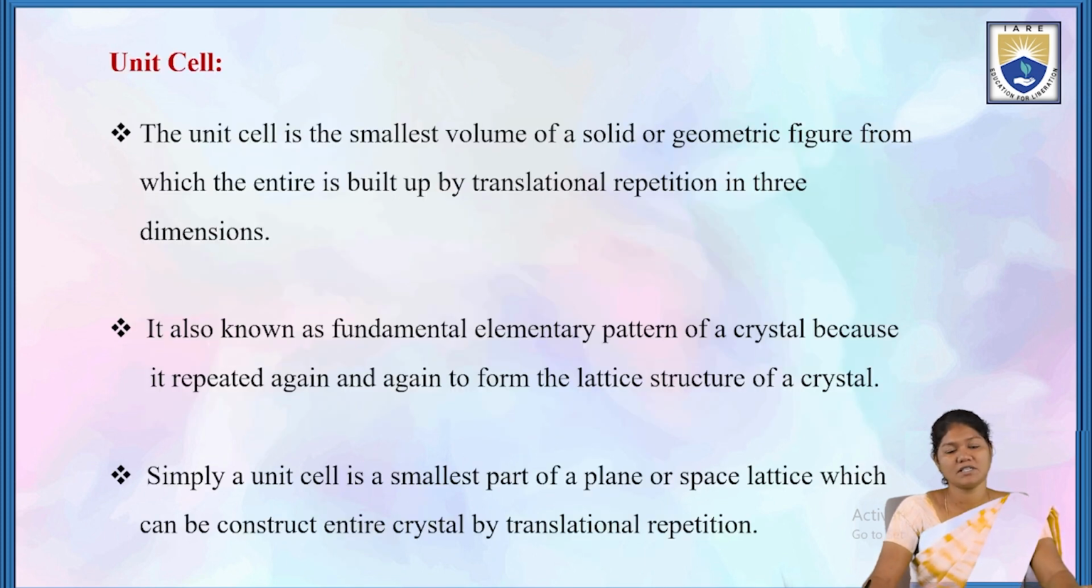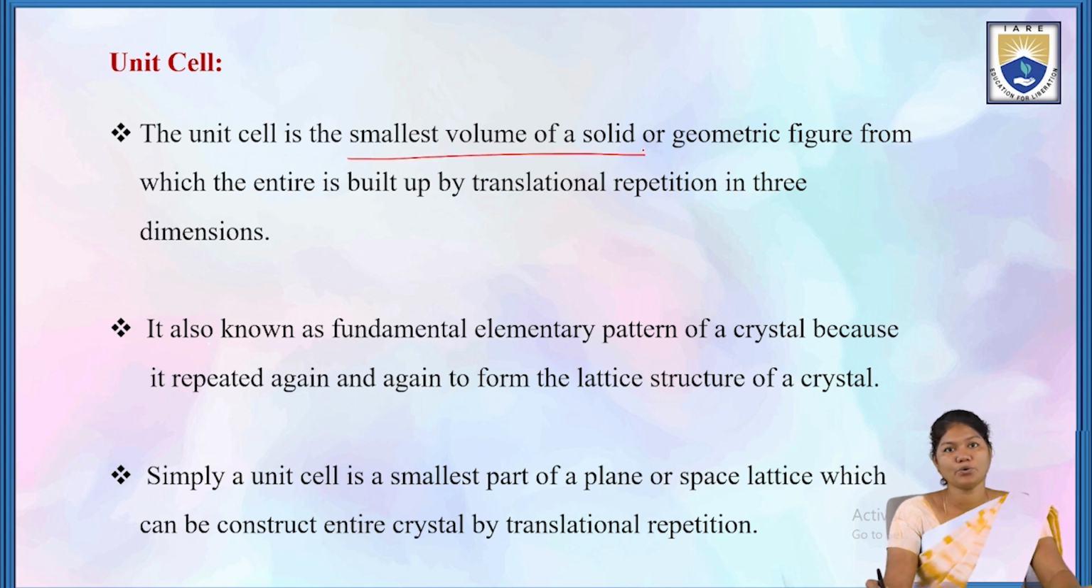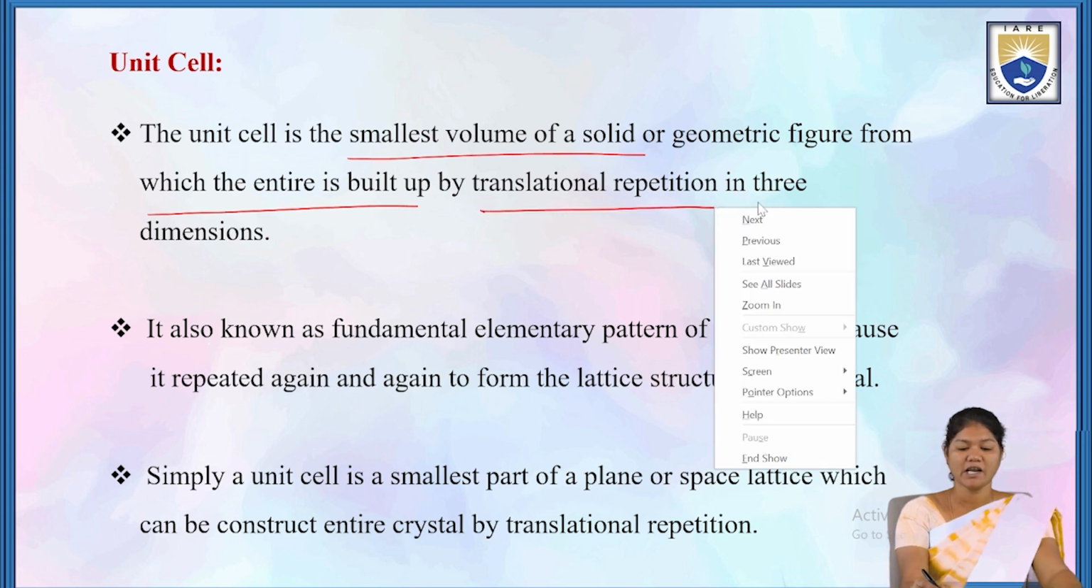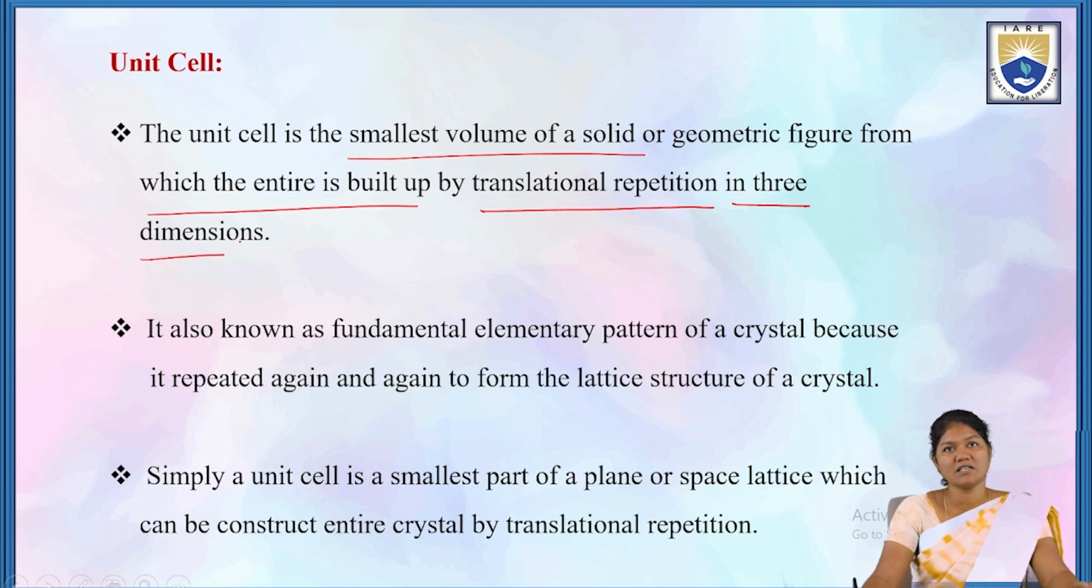Next, coming to the unit cell. The unit cell is the smallest volume of a solid or geometric figure from which the entire crystal is built up by translational repetition in three dimensions.